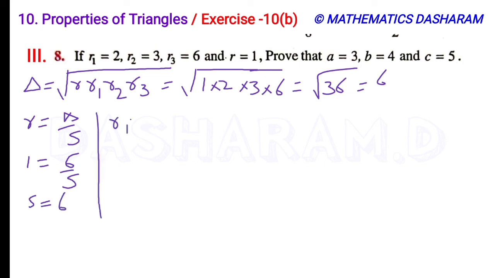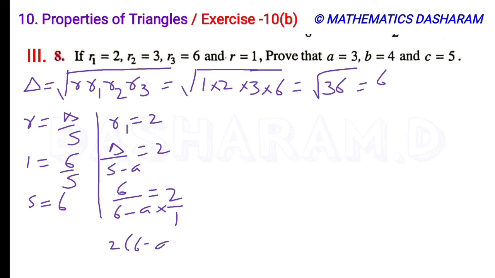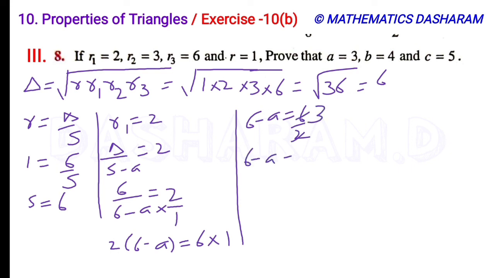Next, r1 is given as 2, and the r1 formula is delta divided by s minus a, so delta is 6, s is 6, and a is required. Doing cross multiplication, 2 into (6 minus a) equals 6 into 1. So 6 minus a equals 6 by 2, which is 3. Then 6 minus 3 equals a, so a equals 3 is the answer.